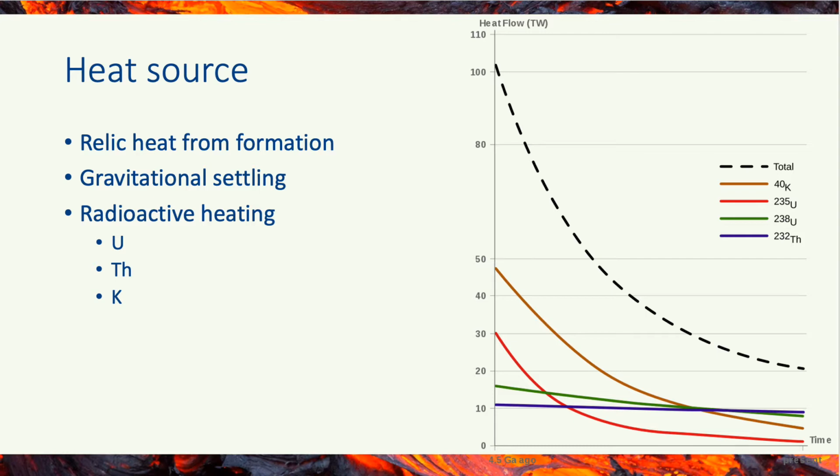The graph on the right there just shows you how much heat has been given off by these different radioactive processes through time, and the message to take home here is that actually there was a lot more heat being given off by radioactivity in the early Earth than there is at the moment.